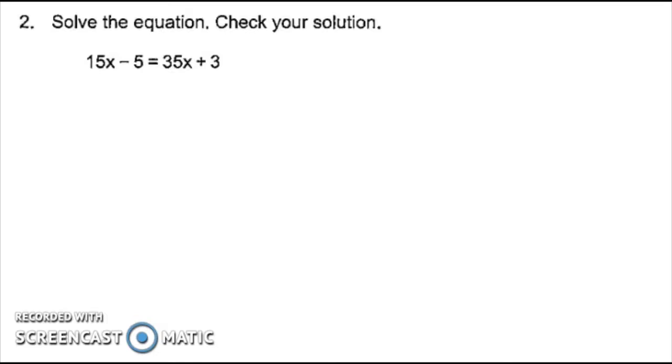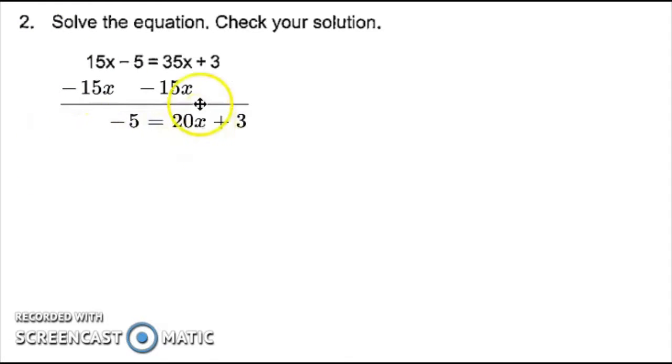Number two, we are solving the equation, but notice how we have a variable on both sides of the equal sign. What I like to do here is move the smallest variable first. That's the 15x. I move it by subtracting 15x from both sides because it's positive in the front and I have to do the opposite sign. So I am left with negative 5 equals 35x minus 15x is 20x plus 3.